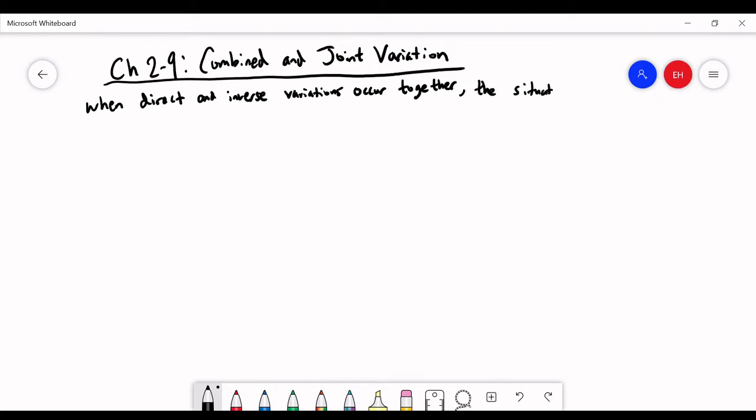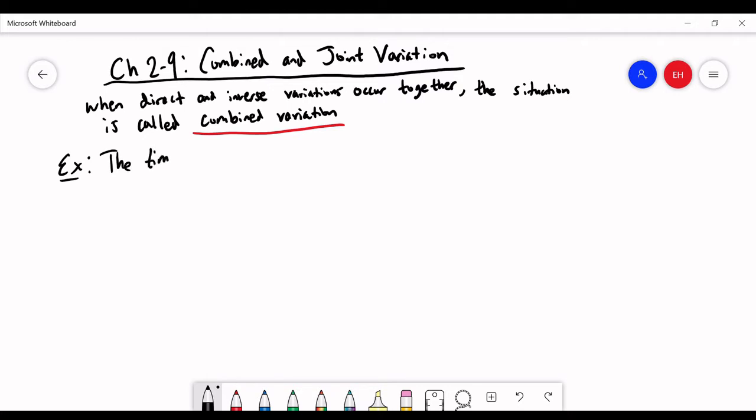So, when direct and inverse variations occur together, that situation is called a combined variation. We've learned about direct variation, either y equals kx or y equals kx squared. And we learned about inverse variation, which is y equals k over x or y equals k over x squared. And the idea is if we have both of those happening in the same example, that's going to be the combined variation. So let's take a look at that.